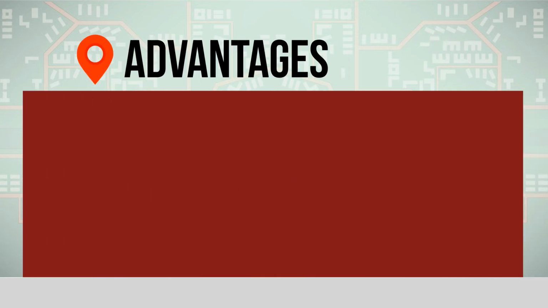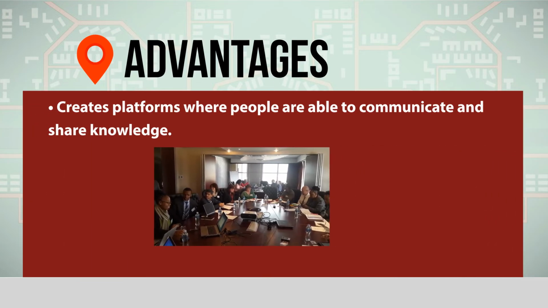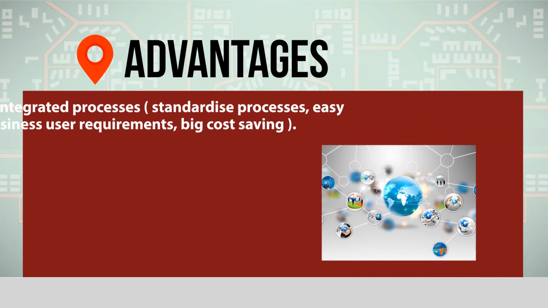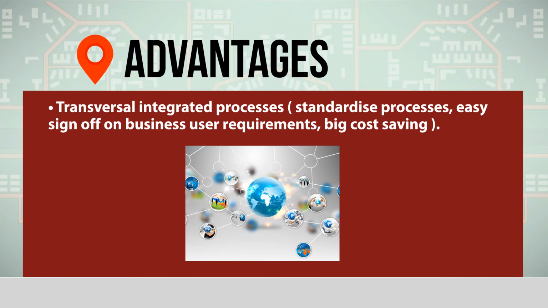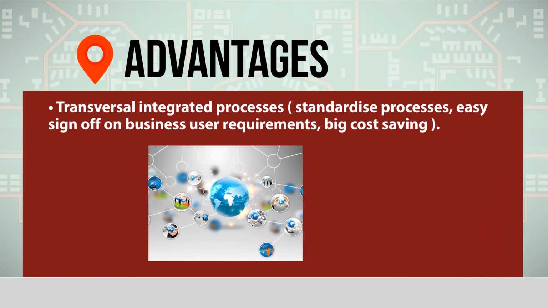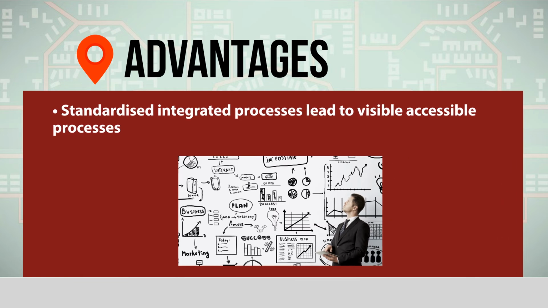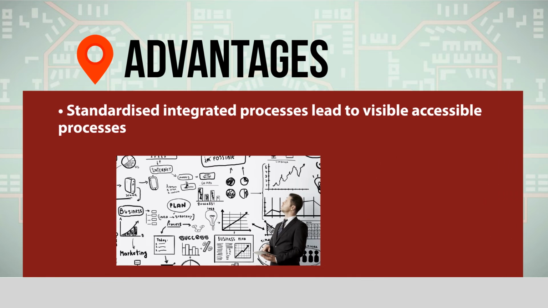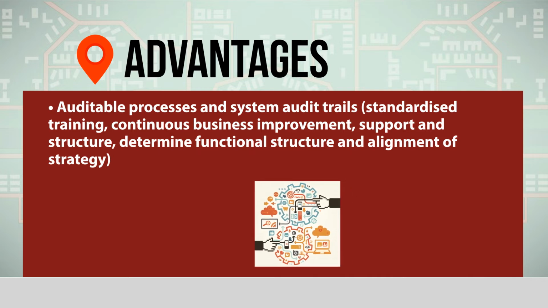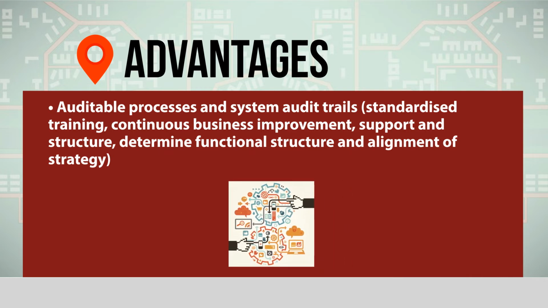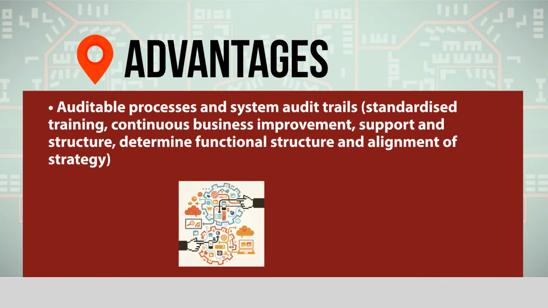Some advantages of business process mapping. Business process mapping creates platforms where people are able to communicate and share knowledge. Transversal integrated processes, for example, standardized processes, easy sign-off on business user requirements, and big cost saving. Standardized integrated processes lead to visible, accessible processes. Auditable processes and system audit trails, for example, standardized training, continuous business improvement, support and structure, determine functional structure, and alignment of strategy.